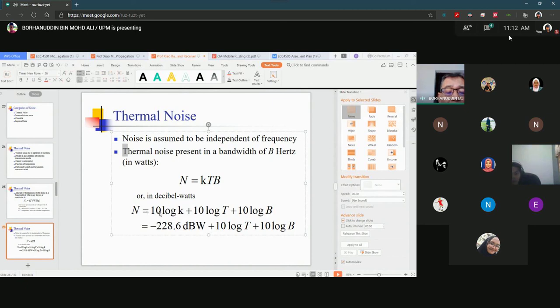Or in watt, or in decibel watt, this is the equation. It is all logarithmic, and all these numbers can be represented because they are fixed numbers. -228.6 dBW plus this, okay. So this is thermal noise that you have to contend with at the receiver.